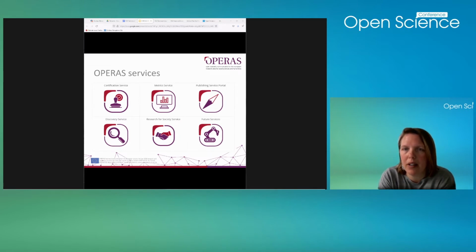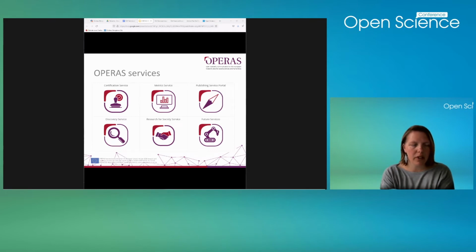of certified peer-reviewed monographs available in open access, but also to the metrics service, which collects usage and impact metrics related to open access monographs from many different sources, and on the publishing service portal, which collects the publishing and scholarly communication services that OPRAS members offer in OPRAS and gives access to their description from a single access portal.